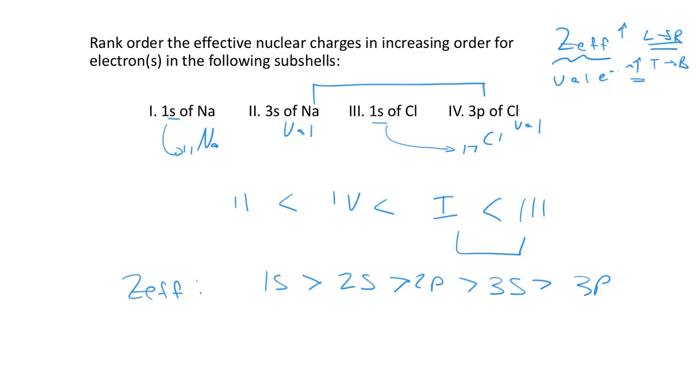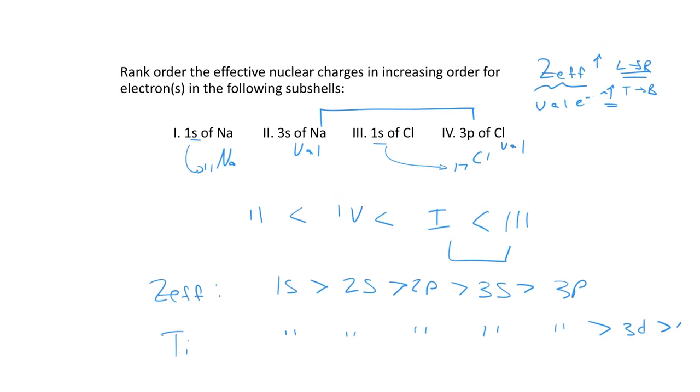If you were to then compare this for something like titanium or look at something in the transition metal block, where you're continuing into the 4s and the 3d space, the 3d then comes next. So it goes 3d, then 4s.